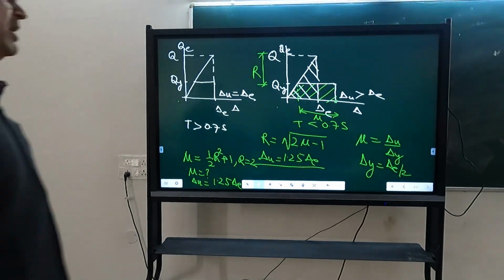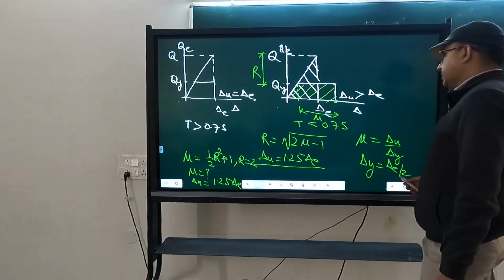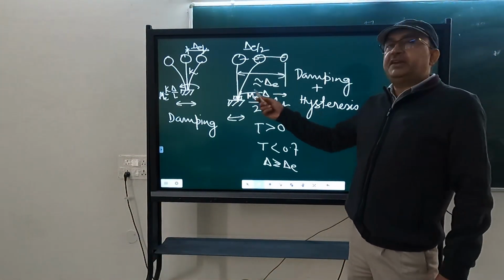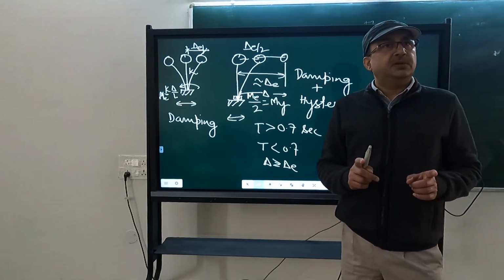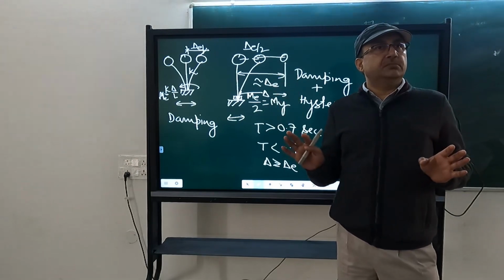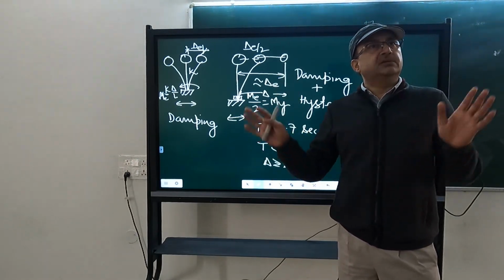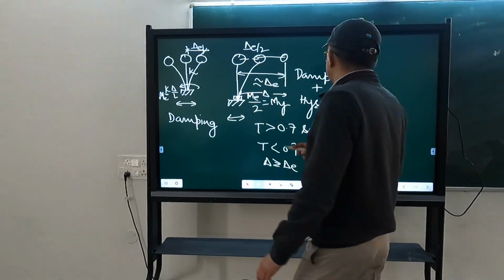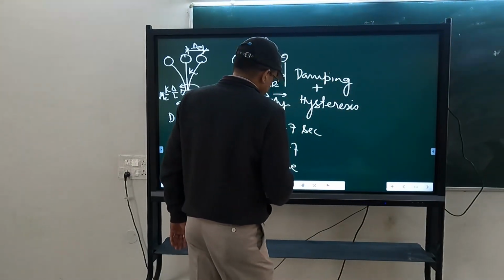So this is something very interesting about earthquake. I have designed it for half. If period is greater than 0.7 seconds, the displacement will remain same. It will still survive. Now suppose I reduce it to 1/4.